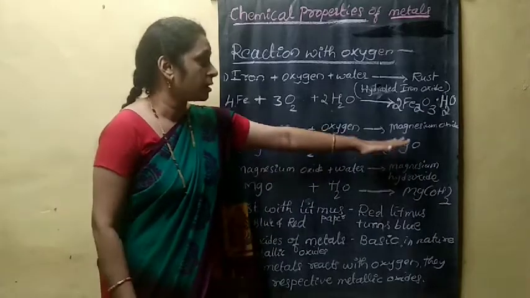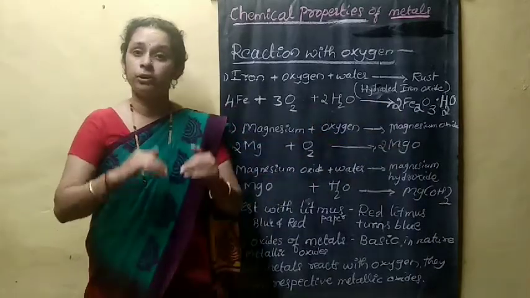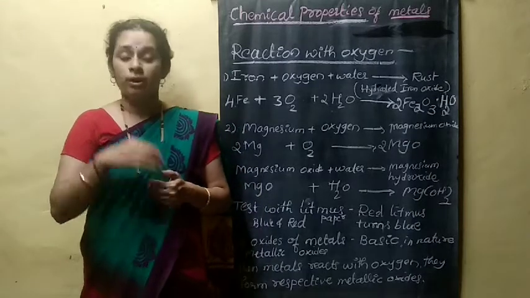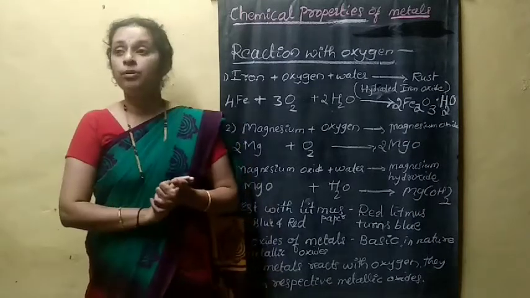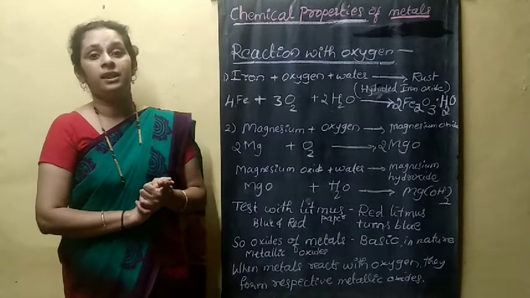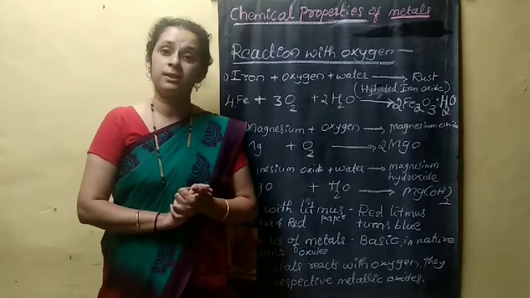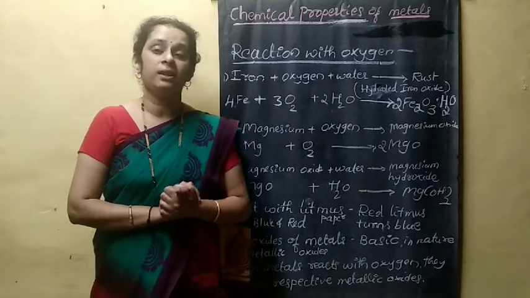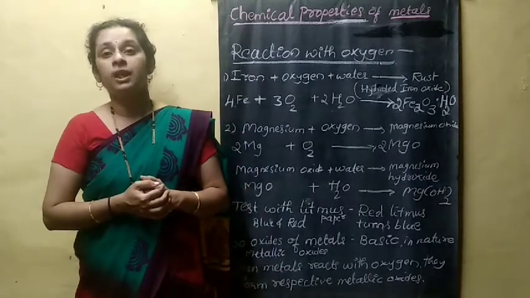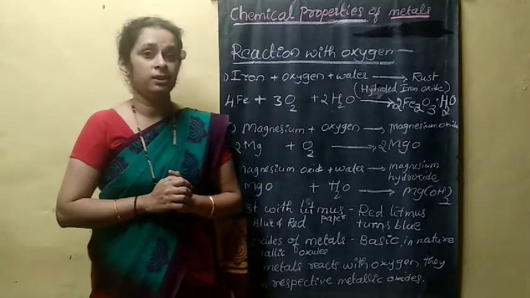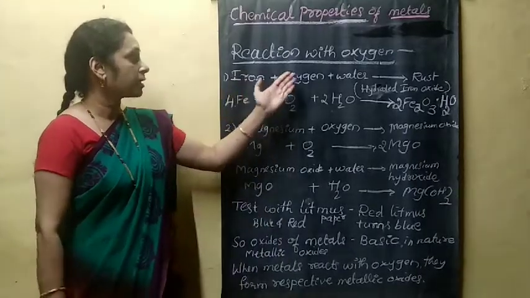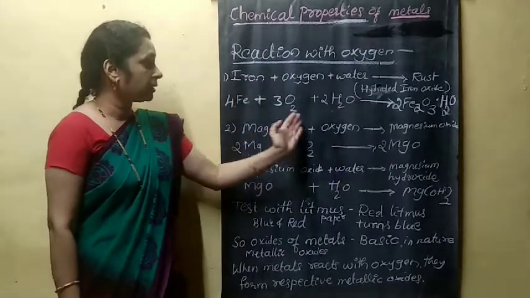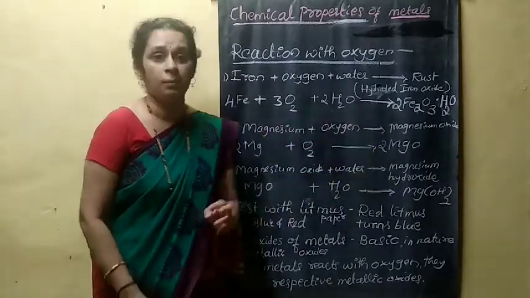Here we tested magnesium oxide as well as iron oxide, both oxides of metals. Both are basic in nature. Then you can come to the generalization that oxides of metals are basic in nature, or metallic oxides are basic in nature. Here what happened? Iron reacts with oxygen and water and forms iron oxide. And magnesium reacts with oxygen and forms magnesium oxide.